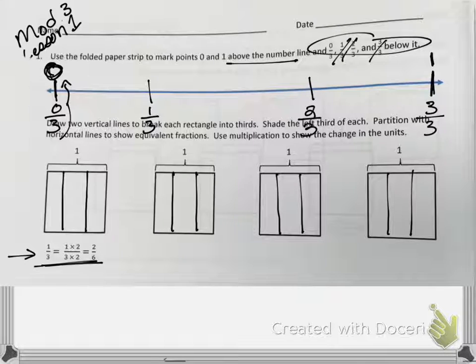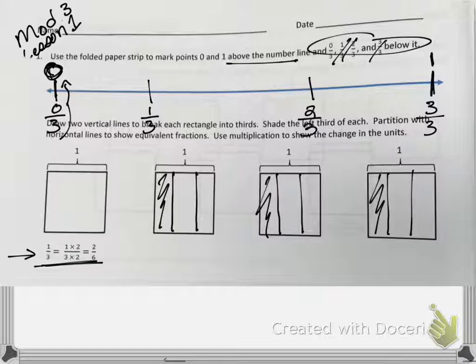Let's see, did it tell us to shade? Shade the left third of each. So we're going to go ahead and shade the left third. Now we don't want to make it dark. We don't want to do too much, because we do want to be able to see our lines when we partition horizontally. So this down here says we're just going to split it in half. So we're going to partition it with 1 line.